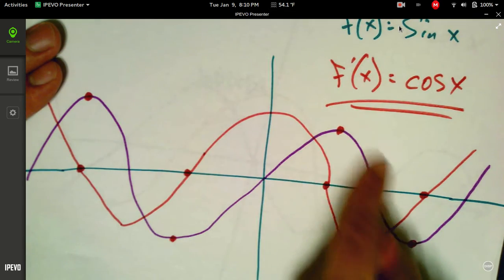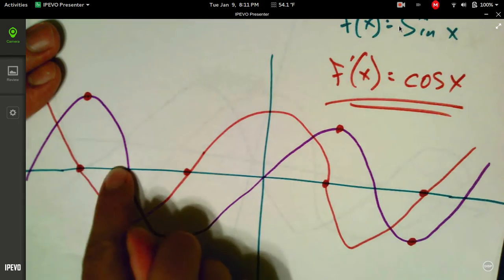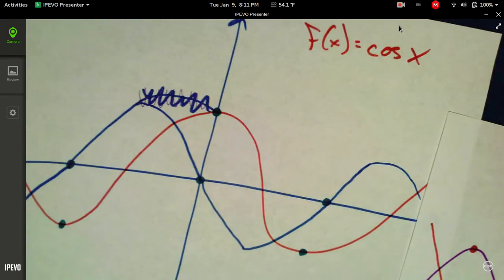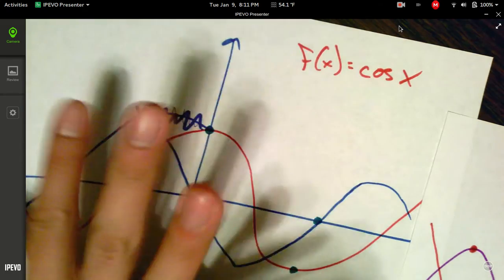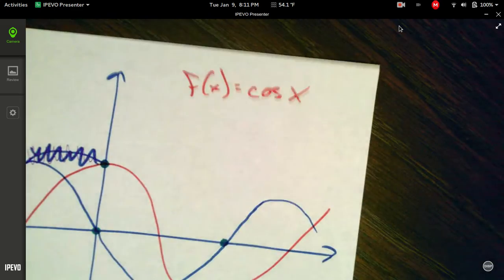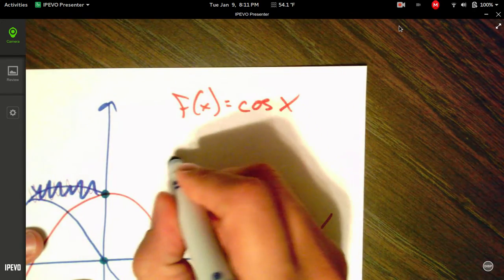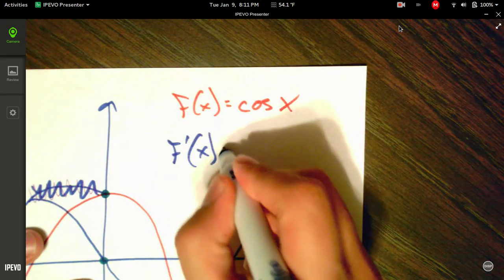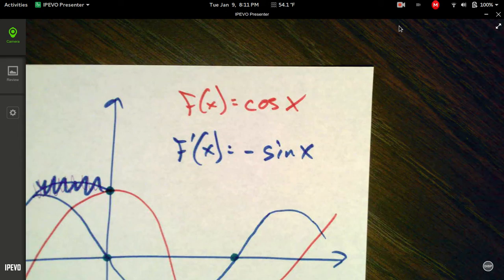So notice that the purple line's got a hump on this side and a trough on this side, so a peak over here and a trough on this side. Here we have a peak on this side and a trough on this side. So they're reverses of each other. That's not what we're looking for. Well, I'm sorry, that is what we're looking for. It's just not the sine function. It's the negative sine function. So the derivative of cosine is negative sine of x. Write that one down.